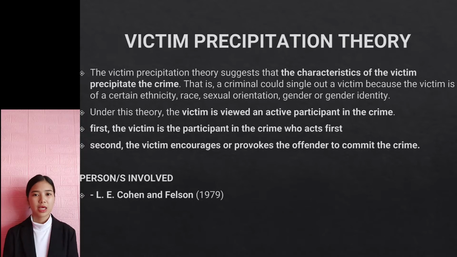The victim precipitation theory suggests that the characteristics of the victim precipitate the crime. That is, a criminal could single out a victim because the victim is of a certain ethnicity, race, sexual orientation, gender, or gender identity. So, under this theory, the victim is viewed as an active participant in the crime. This happens in two ways. First, the victim as participant in a crime who acts first, and second, the victim encourages or provokes the offender to commit a crime. These are the primary components of the victim precipitation theory.